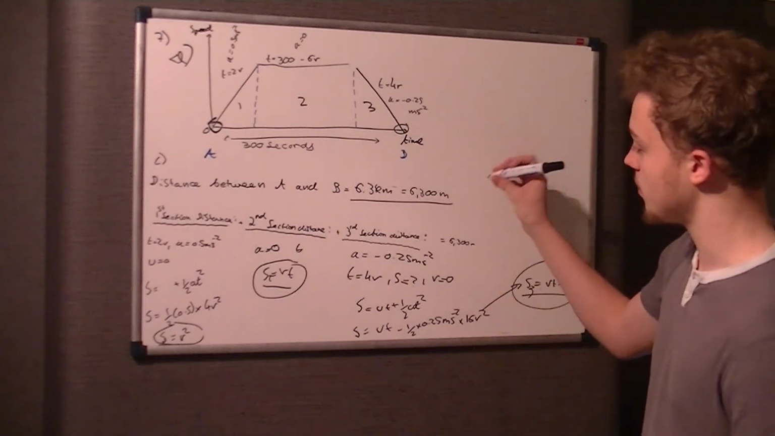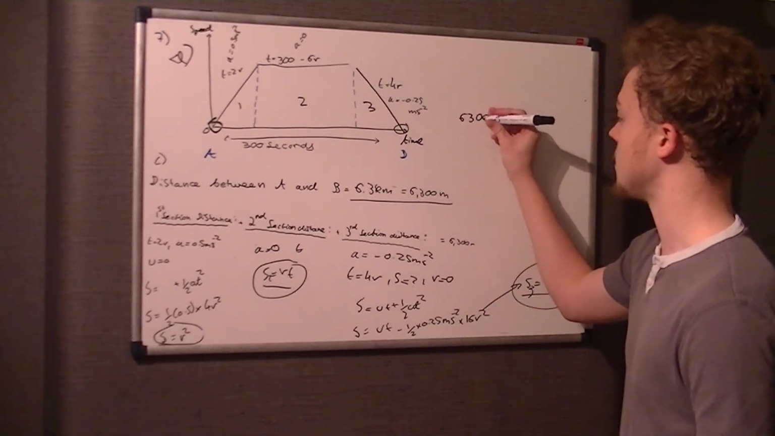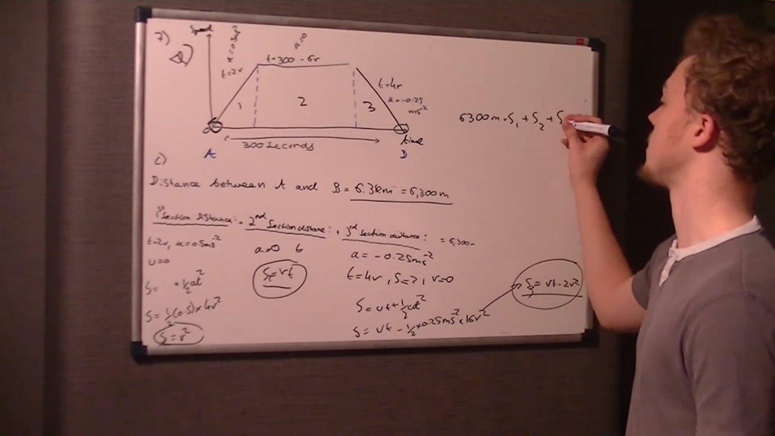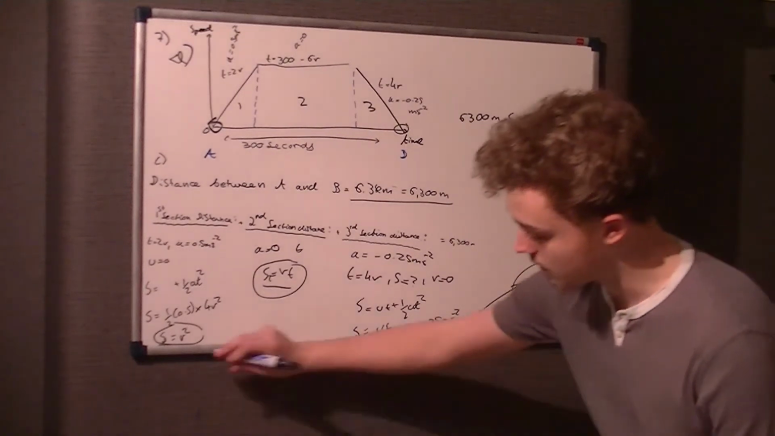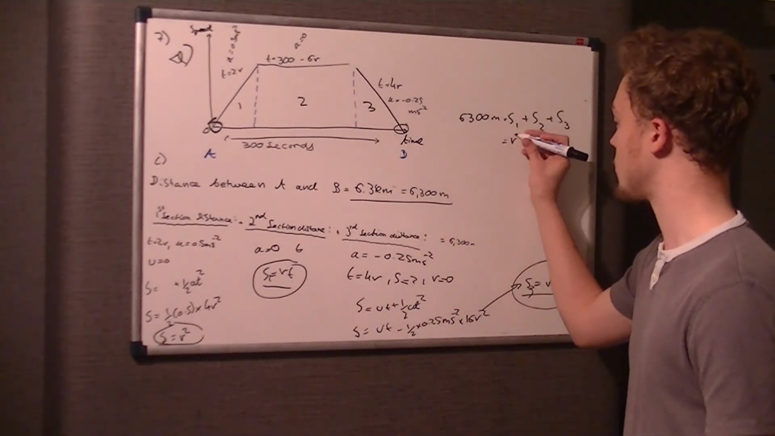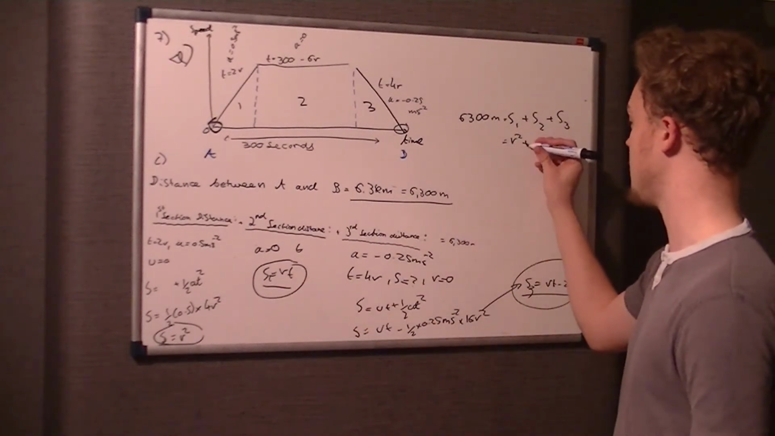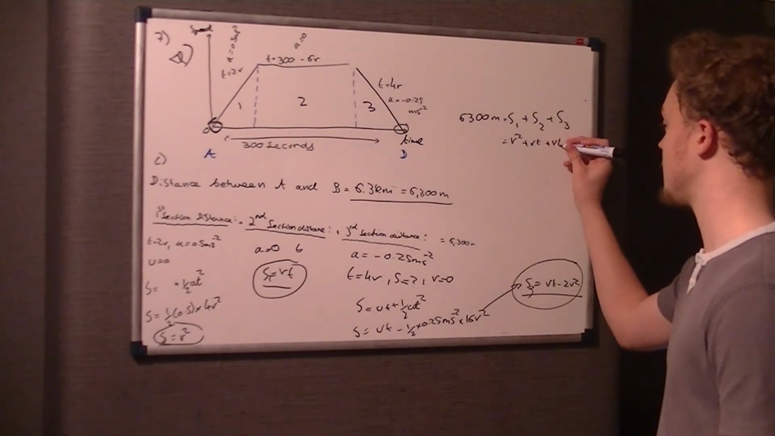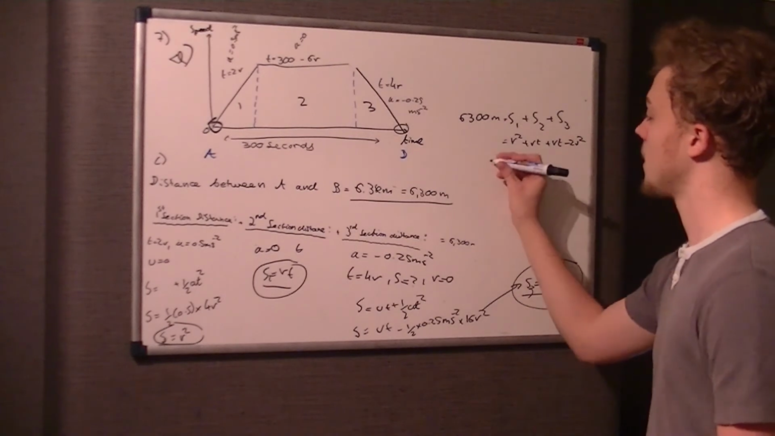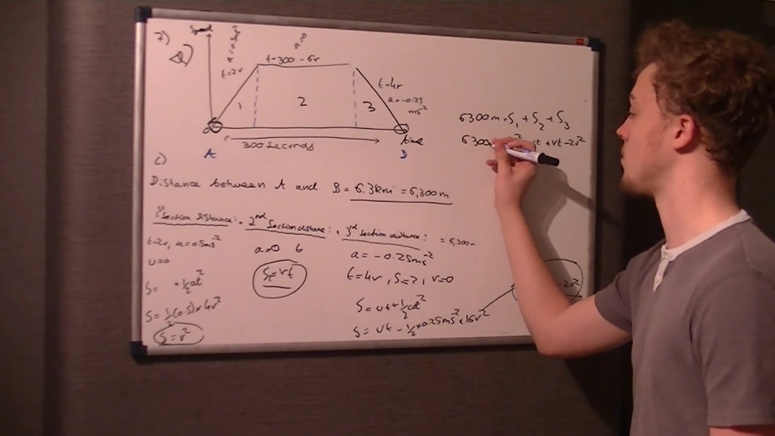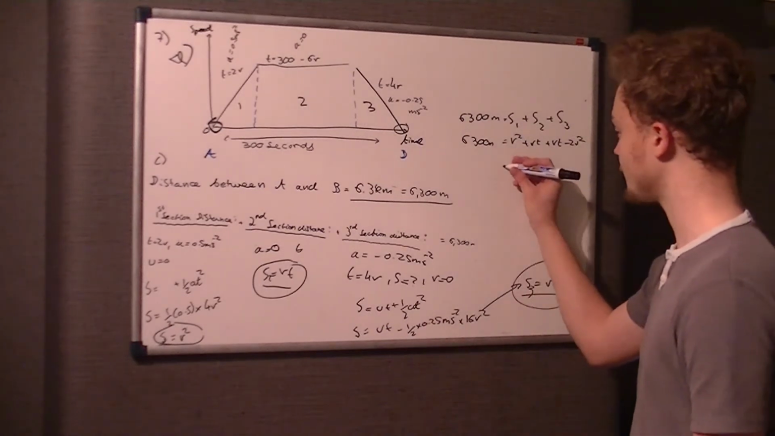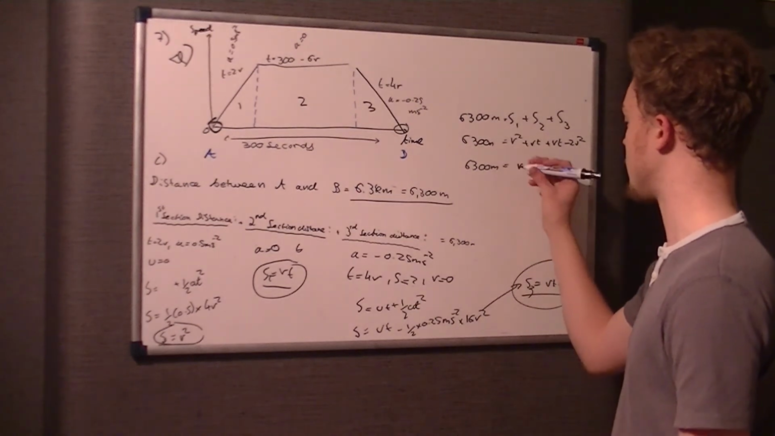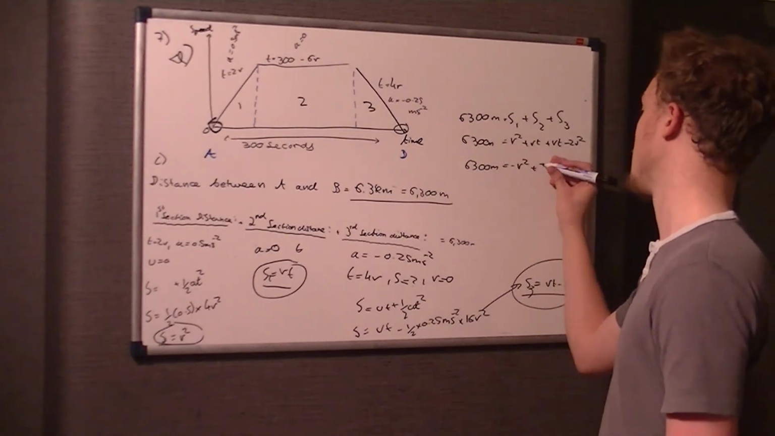So the total distance, 6,300 metres, is equal to s1, the distance covered in section 1, plus the distance covered in section 2, plus the distance covered in section 3. The distance covered in section 1 we said was v squared, the distance in section 2 was vt, and the distance in section 3 was vt take 2v squared. So that equals 6,300 metres because that's the total distance of all three. If we simplify this down, v squared take 2v squared is going to get us negative v squared plus 2vt.